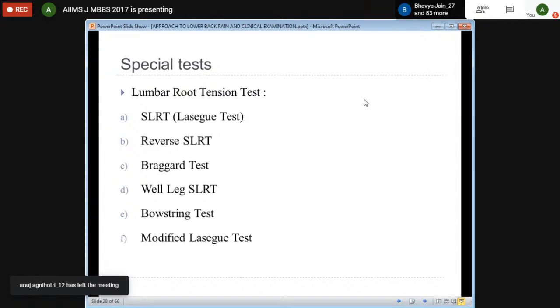There is the reverse straight leg raising test, the Bragard test, well leg SLRT, bowstring test, modified Lasegue test. All this may not be required. Some are given for your interest. Usually what you do is the straight leg raising test and the well leg straight leg raising test. I'll come to this now.